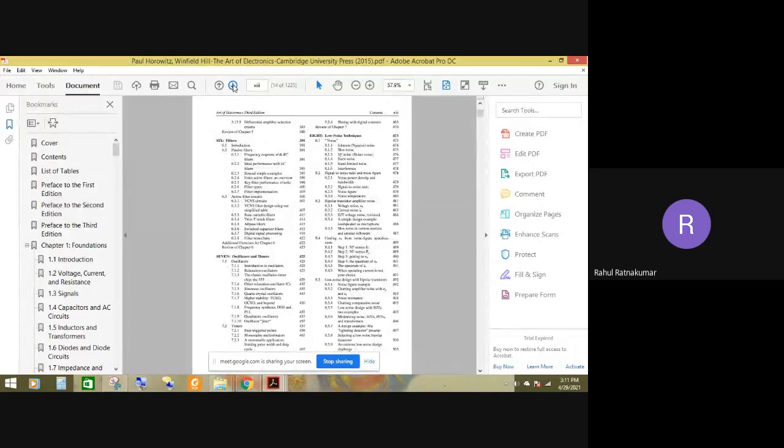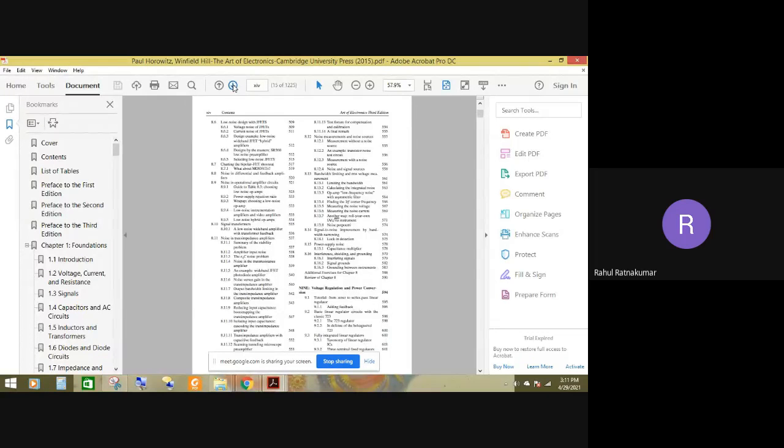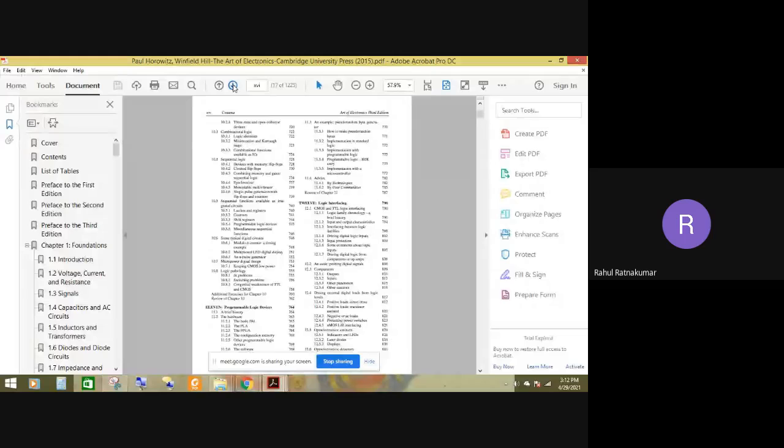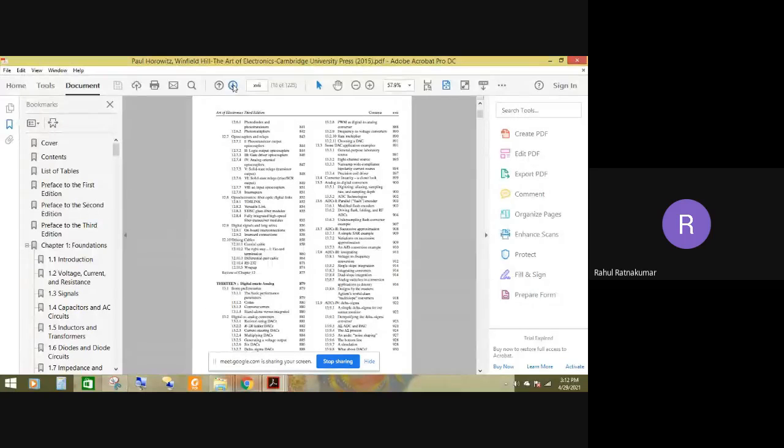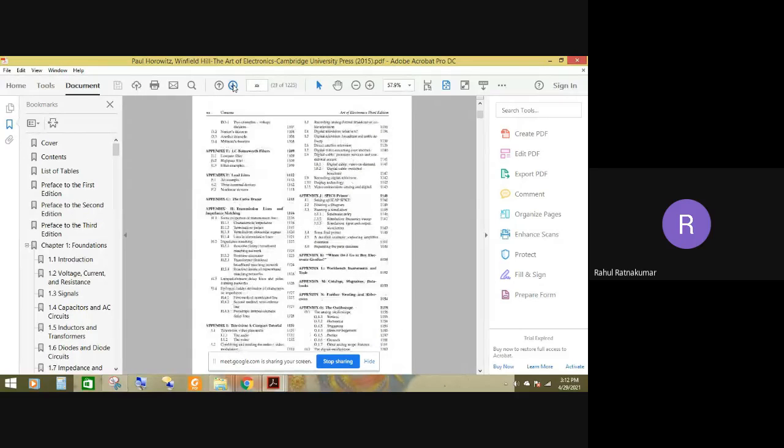Although it explains things in a different way, you will need this book for maybe 4 years or more, even till MTech, or even when you go into research, teaching, or industry. So this is a very famous book.